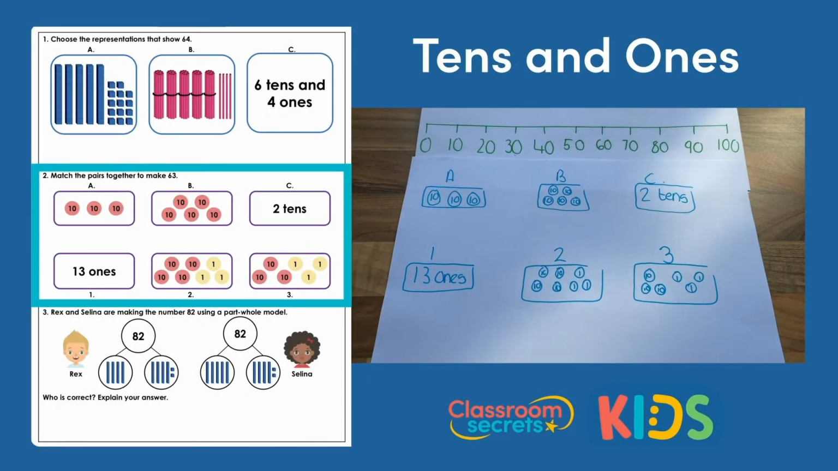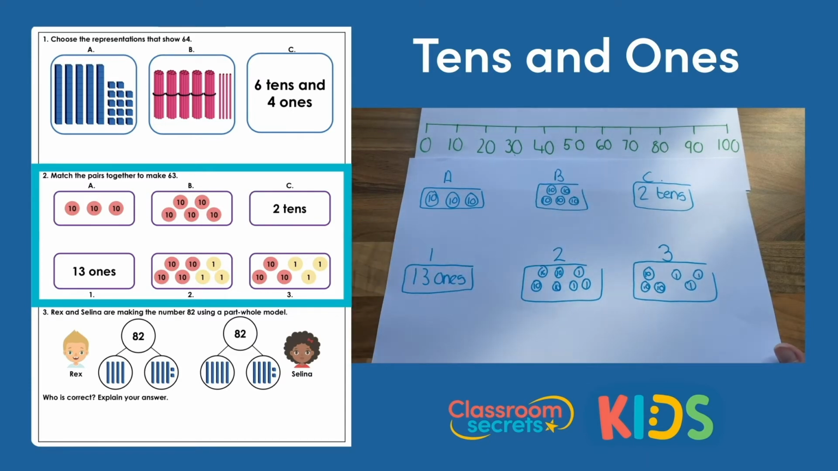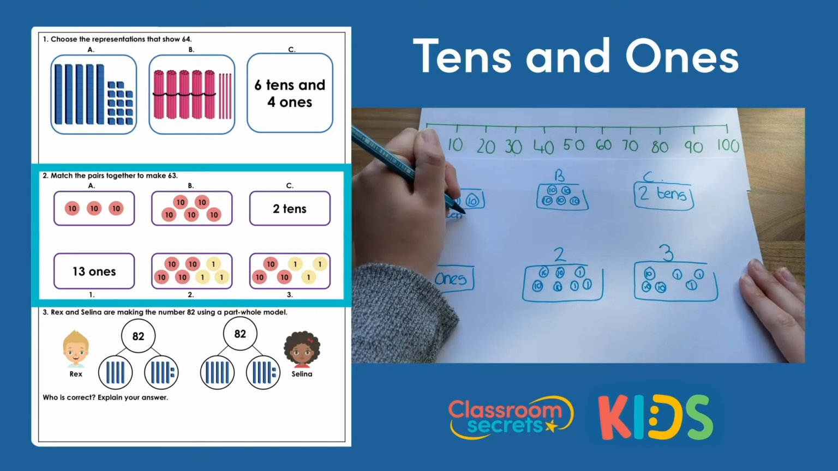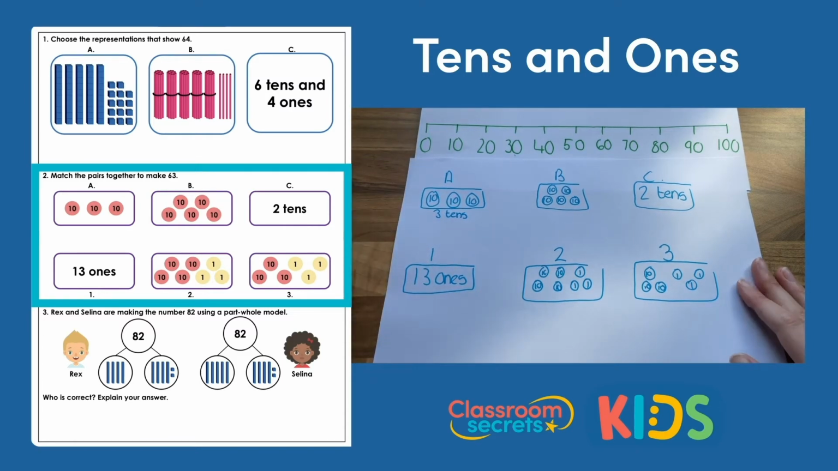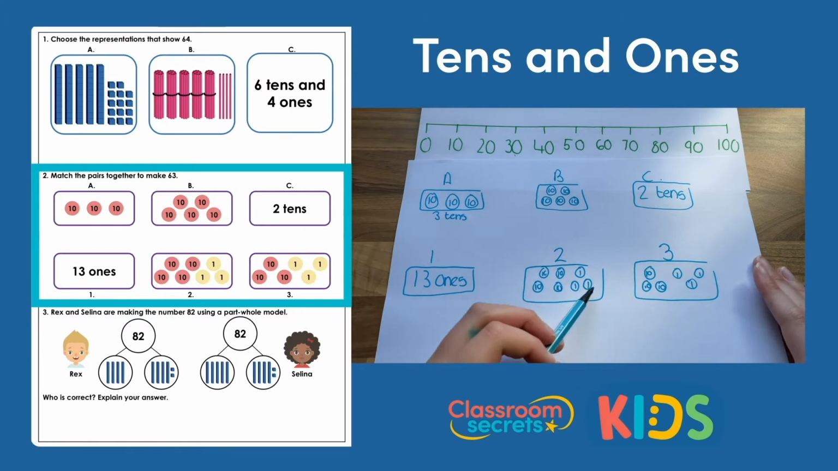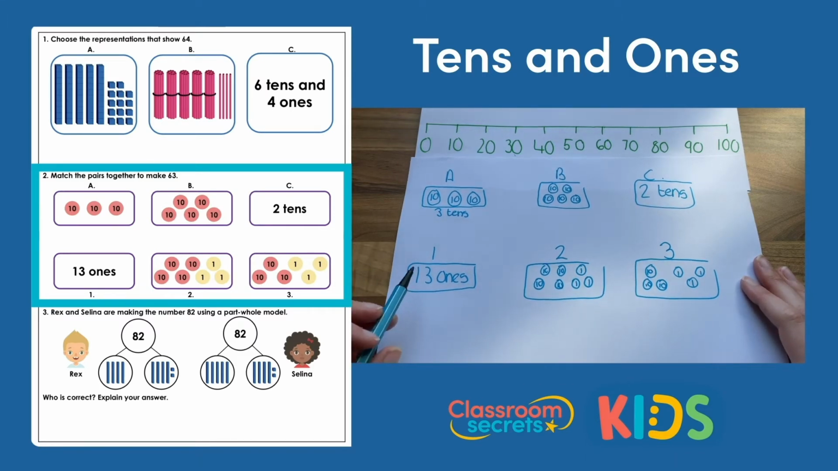Okay, the next question. Match the pairs together to make 63. So we've got A, B and C along the top, 1, 2 and 3 along the bottom, and each card matches with another one. We are making 63 every single time. So let's start with A. Okay, we've got 3 tens here, which is the same as 30, and it's been made with place value counters. I need to find a number that I can add to it to make 63, and it's going to be one of these cards down here. So let's start with this one.